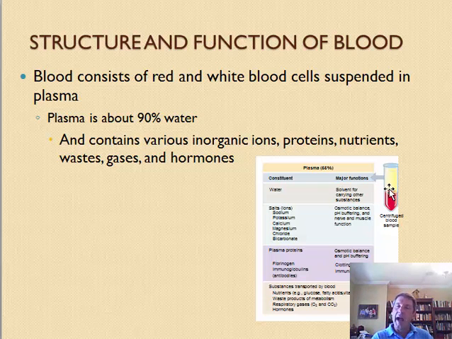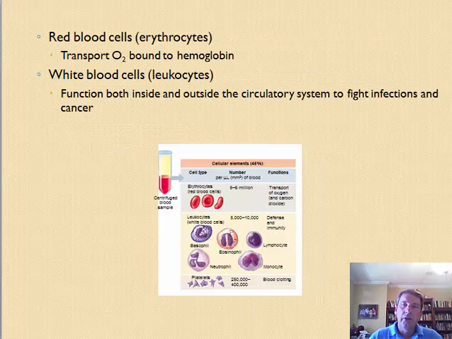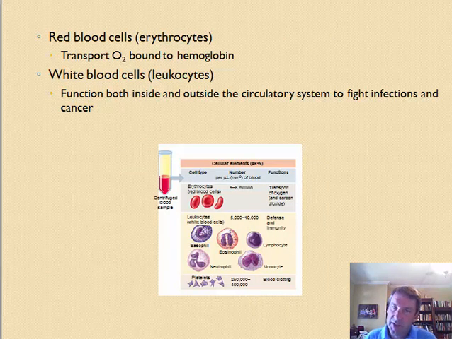So your blood's about half and half. Half plasma, half cells. The plasma has all this stuff in it that we've talked about being transported in the blood: the nutrients, hormones, gases, all these things. So the plasma is very important. The cellular component that makes up the other half is made up of 3 different kinds of cells. We have our red blood cells that make up most of our cellular blood, and then we have white blood cells and platelets.